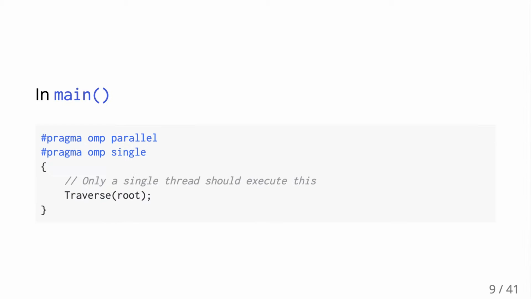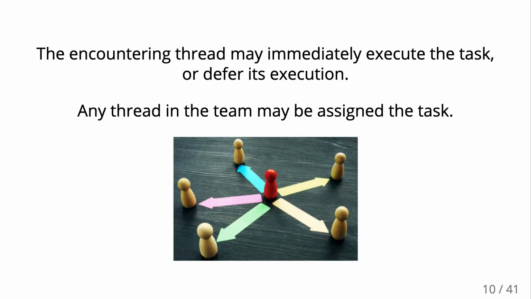So always remember, when you use task, you have to be in a parallel region. Pretty obvious, but you must include OMP single. This is a common error, and without OMP single, you would traverse the tree 4 times, which doesn't make a whole lot of sense. So basically this is a summary: either the thread executes the task immediately or defers the execution, and as for who executes the task, it's anybody in the thread pool.